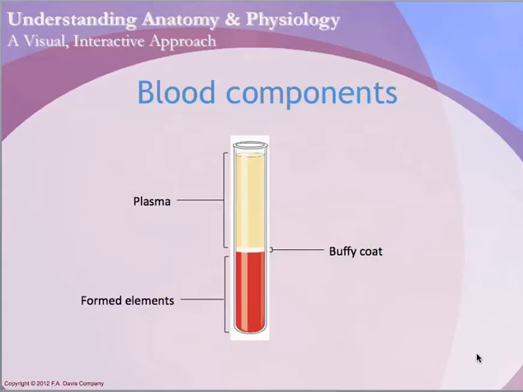White blood cells and the platelets form that narrow buff-colored band just beneath the plasma called the buffy coat. These cells constitute 1% or less of the blood volume. So most of the blood volume is plasma and red blood cells.